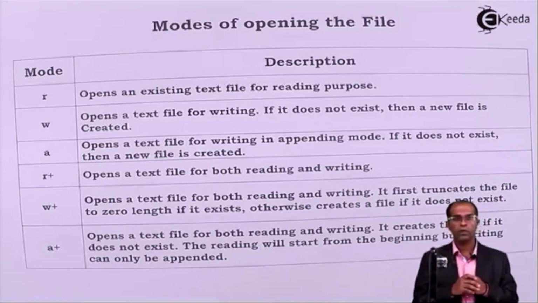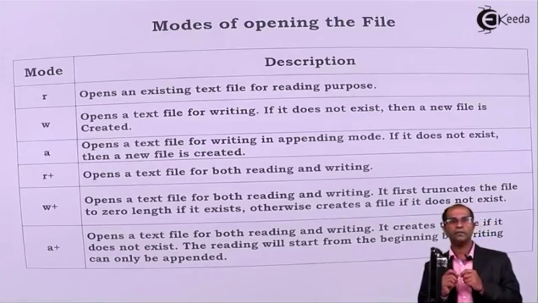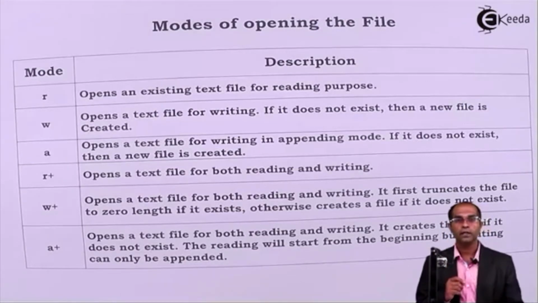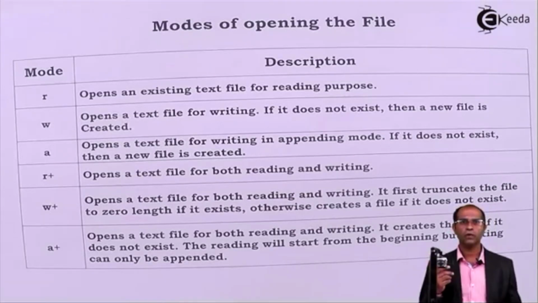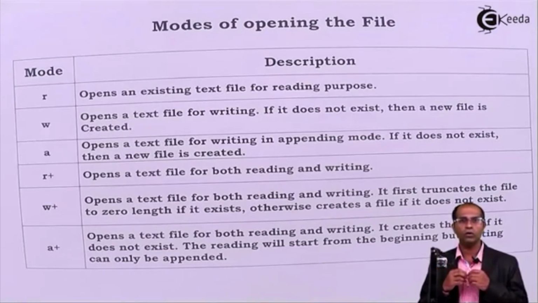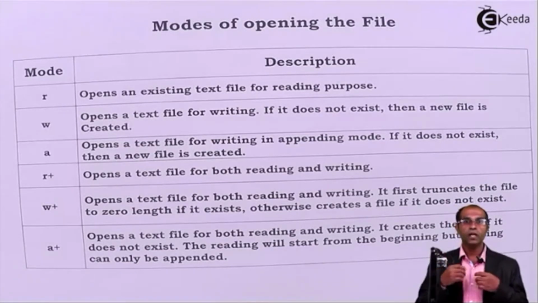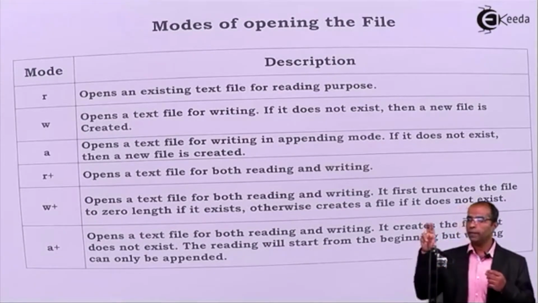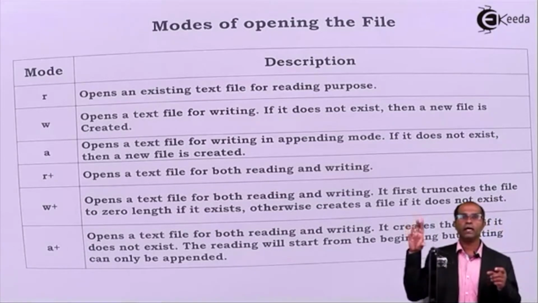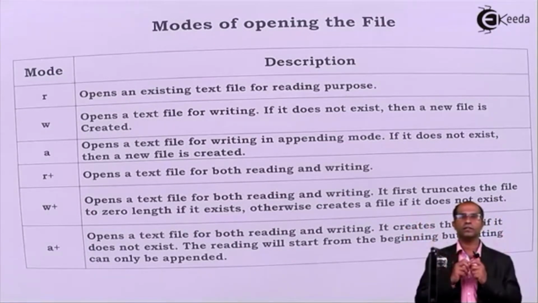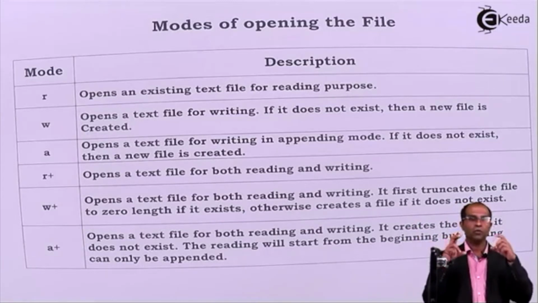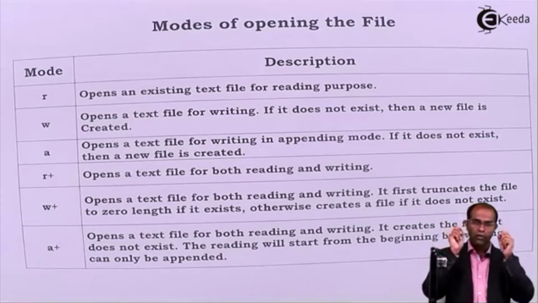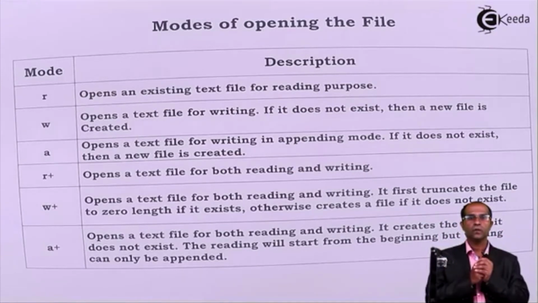The second mode is W. It opens a text file for writing. Now, there might be a scenario that you are trying to open a file which may not exist. If it doesn't exist, in that case it will create a new space for the file with that particular file name, and this pointer will now store this particular address. So basically you are now trying to link a pointer with a new file. So W does two things. One, it creates a new file.